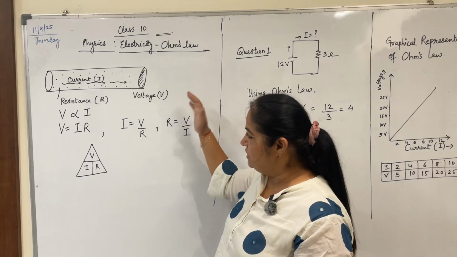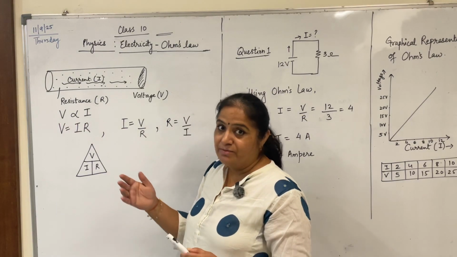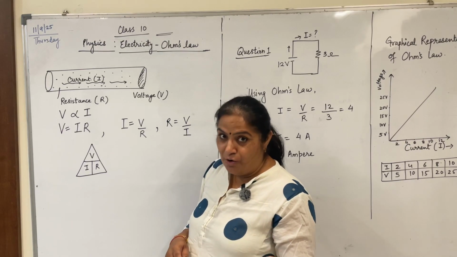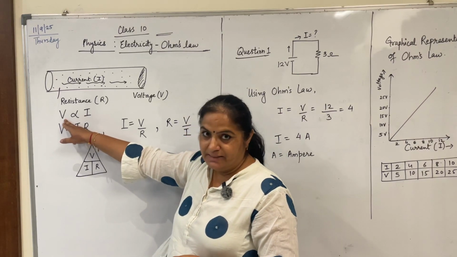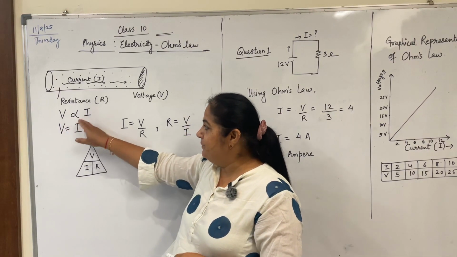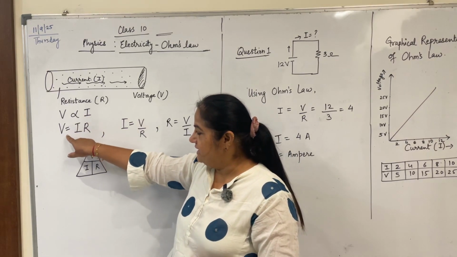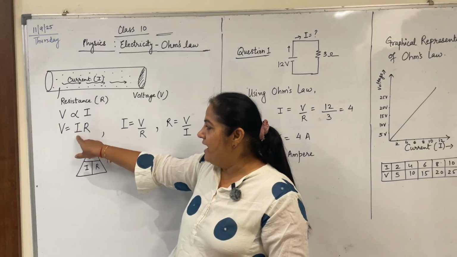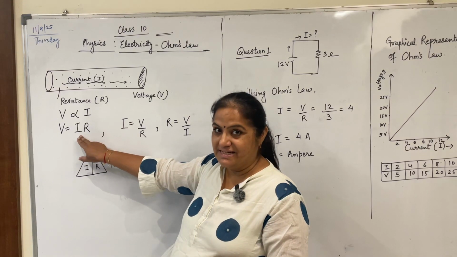So, what is Ohm's law? Ohm's law is a law which was given by a great scientist named George Ohm. That's why we call it Ohm's law. So, voltage, that is the potential difference, is directly proportional to the current, as you can see. And if we write it as a mathematical equation, V will be equal to IR. That means the product of electric current and resistance.